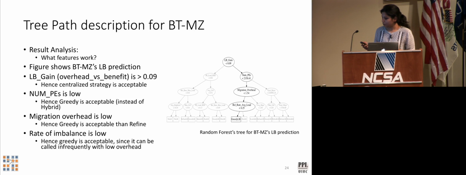This is a quick description of the tree that predicted greedy LB with the highest probability for the greedy LB class. This is just one of the 100 trees for NPB BTMZ. It seems to have first taken into account LB gain as the root node, and it found that when the LB gain was quite high, it was all right to use a centralized strategy. So it goes towards the right side of the tree. And on the left side, you see that there are examples of distributed LB, which it would have probably taken were the LB gain not high enough.